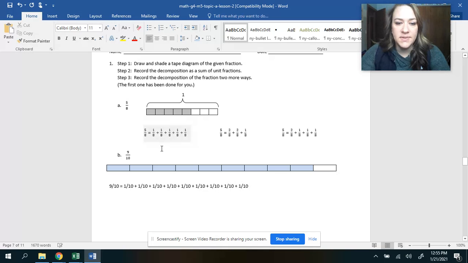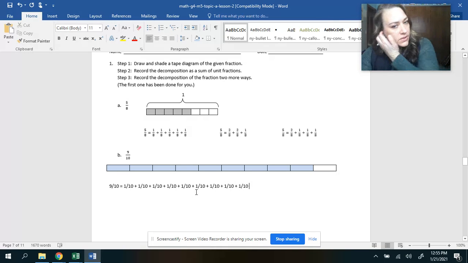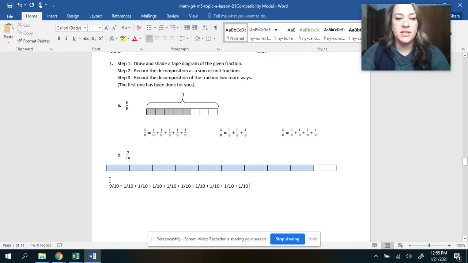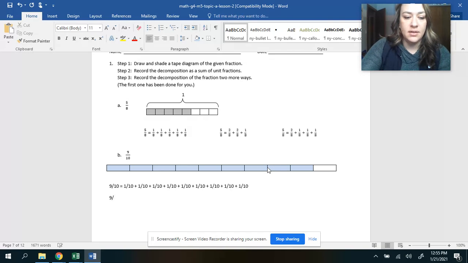And they should look like these ones up here. I'm not sure why it's not converting over to fractions, but you get the idea. So 9/10 is equal to 1, 2, 3, 4, 5, 6, 7, 8, 9 tenths. So it wants us to show it 2 more ways. So we could say that 9/10 is equal to 4/10 plus 5/10. Because 4 plus 5 gives us that 9.